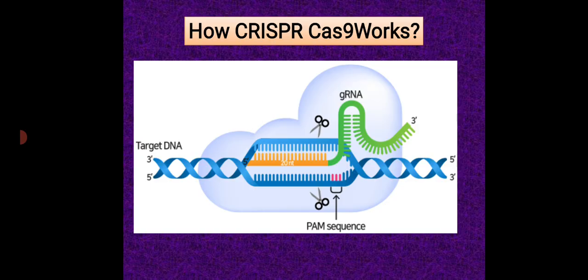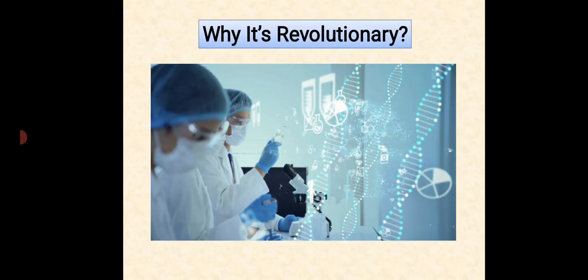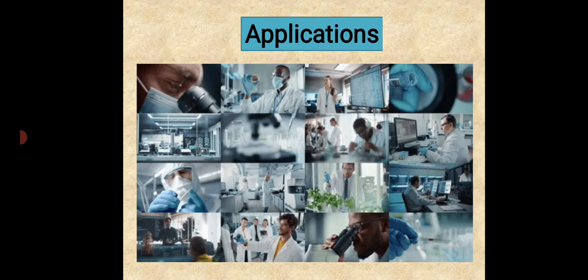So why is it revolutionary? CRISPR is precise, fast, and inexpensive, transforming medicine, agriculture, and research. It's one of the biggest breakthroughs in modern biology. What are the main applications of this? CRISPR can fix genetic diseases like sickle cell anemia, create pest resistant crops, and even help in cancer treatment. The possibilities are endless.